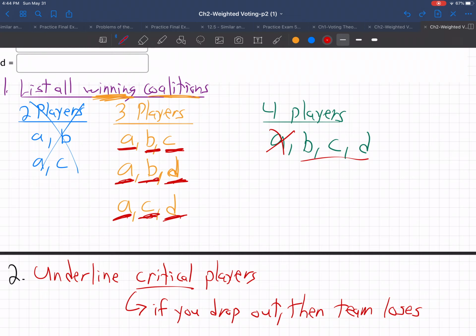So let me underline A. A is critical to that team. If A drops out of that team, it just says B, C, D, they're going to lose. He's critical. They got to have A.